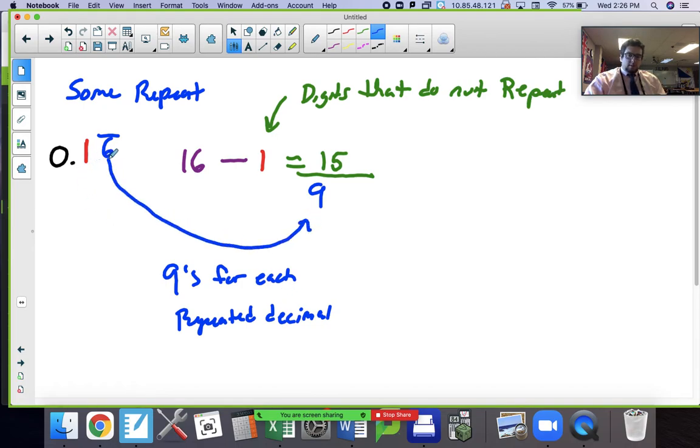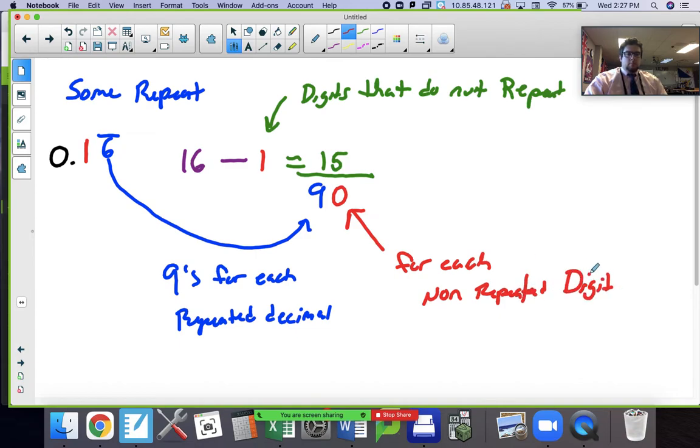So there's 1, so we only have 1 9. But then we're going to add a 0 for each non-repeated digit. We then simplify if possible, and in this case it is. 3 goes into both of them, 5 goes into both of them, and then it turns out that 15 goes into both of them, and that simplifies all the way down to 1/6.